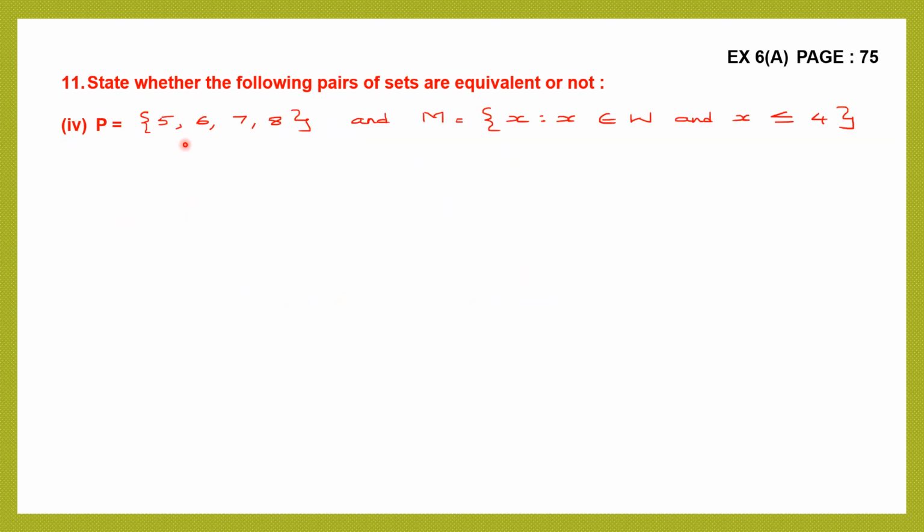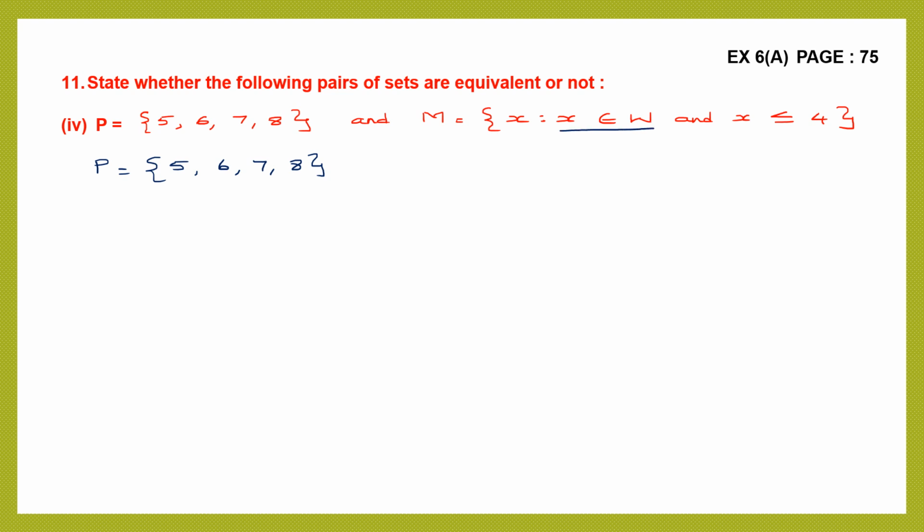Question 4. P is equal to 5, 6, 7, 8. So how many elements are there? There are 4 elements. And M is equal to X is such that X belongs to whole numbers and X is less than and equal to 4. So we have to solve this. We already have the elements of set P, that is 5, 6, 7 and 8, and we know that there are 4 elements. Now we have to find out this.